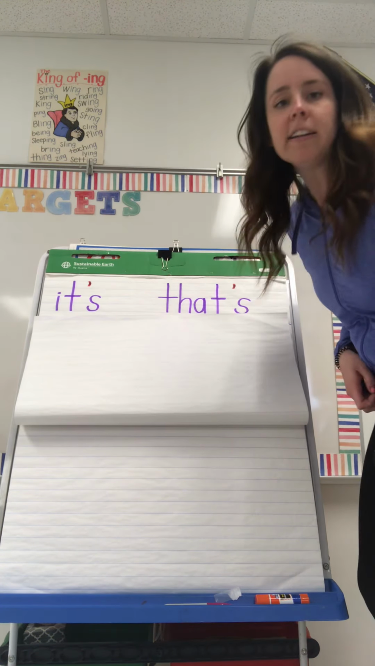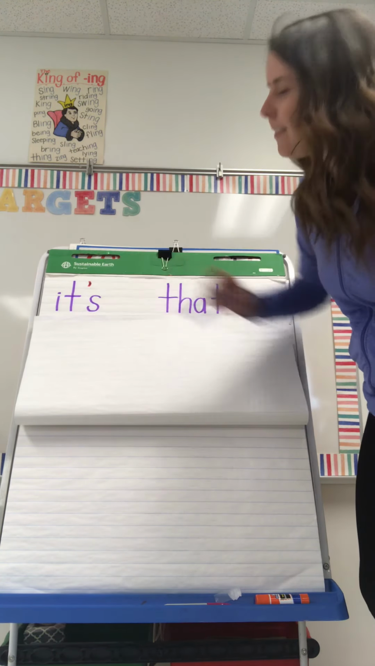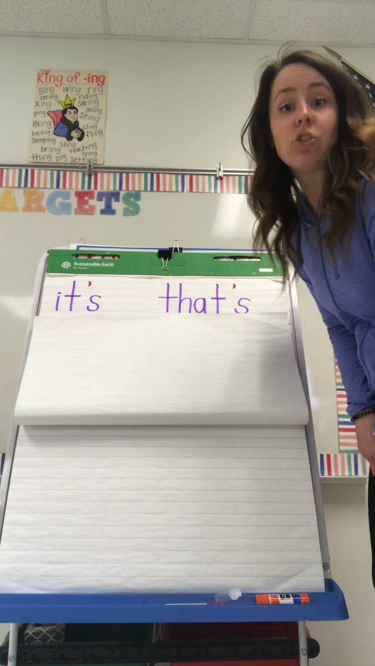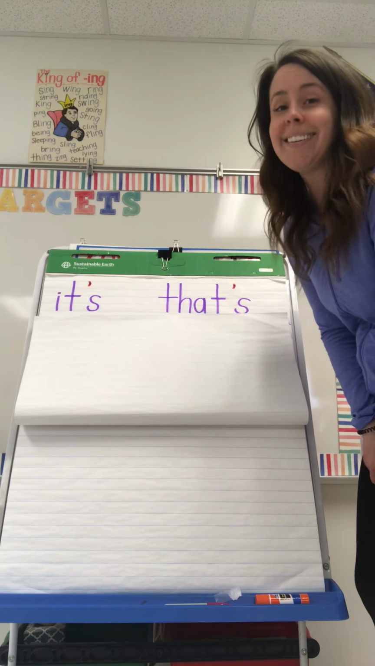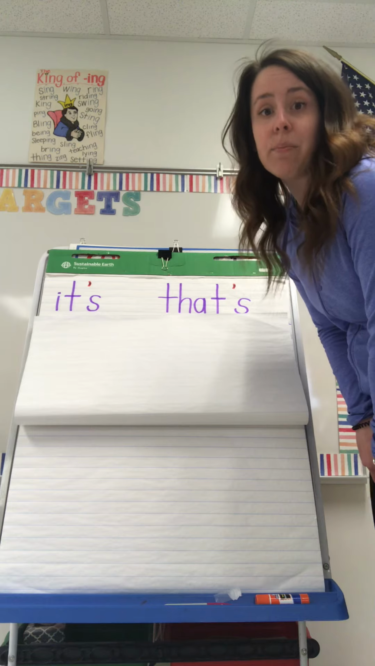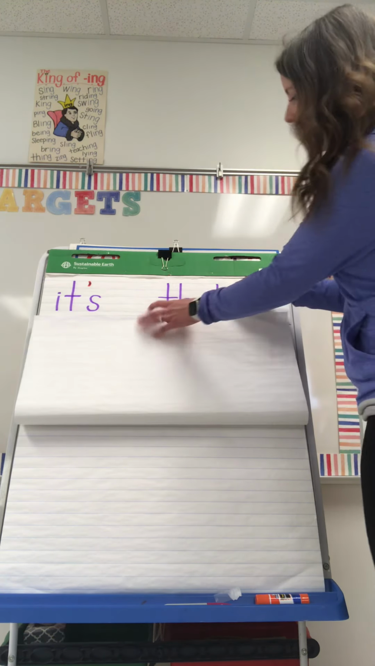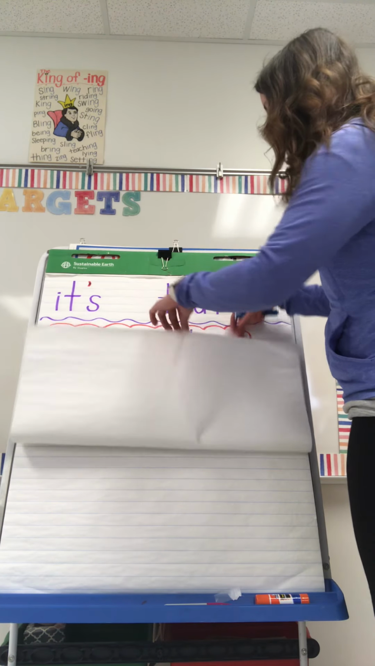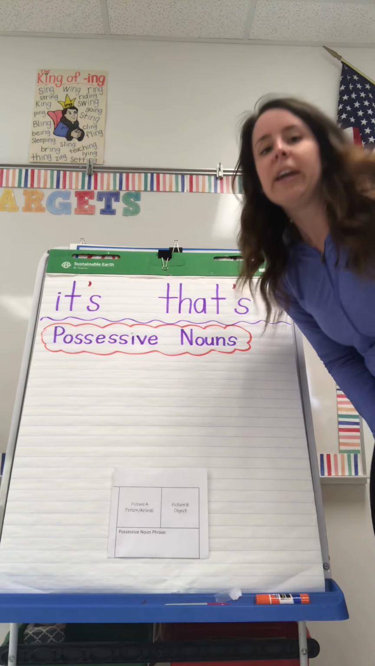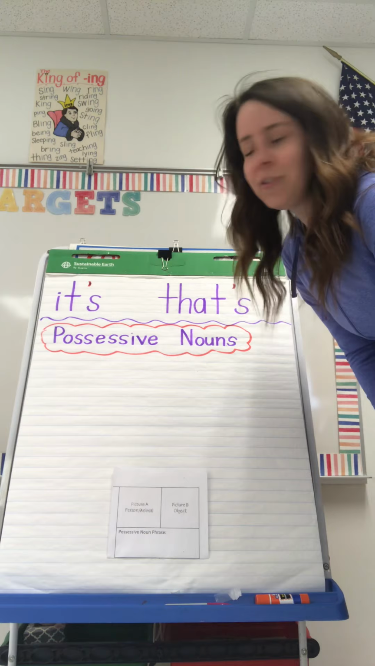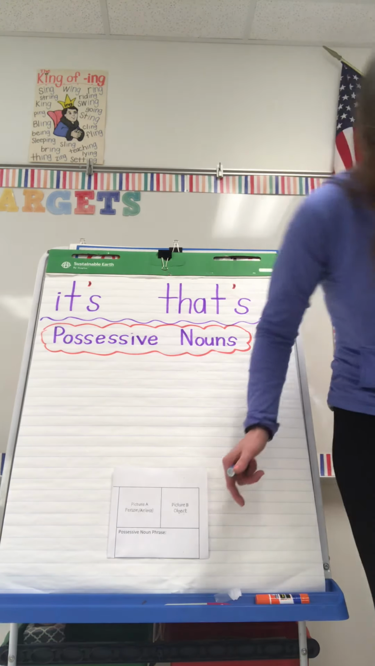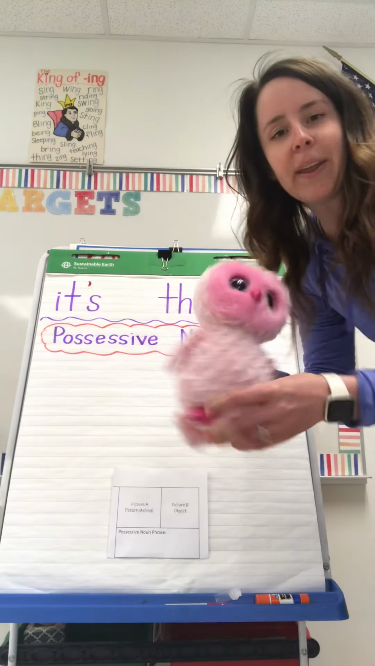So sometimes, my friends, you are going to see an apostrophe S at the end of a word if it's a contraction. But there's another time when you are going to use an apostrophe S at the end of your word. And I'm going to show you that today. Now, we are going to work with possessive nouns. So first graders, I'm going to show you, this might look kind of familiar to you.